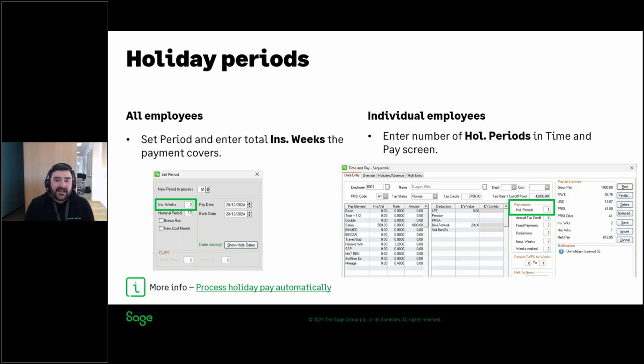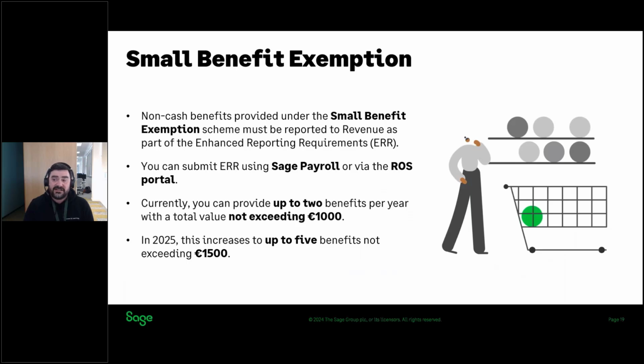So up next in completing the 2024 tax year is processing small benefit exemption items. So under small benefit exemption, you can provide up to 2 non-cash benefits to your employees per tax year, as long as the value doesn't exceed €1,000. But since the 1st of January this year, any small benefits provided to employees must be reported to revenue as part of the enhanced reporting requirements.